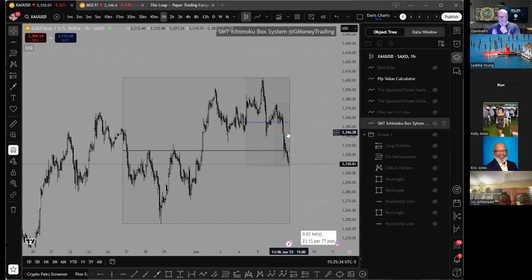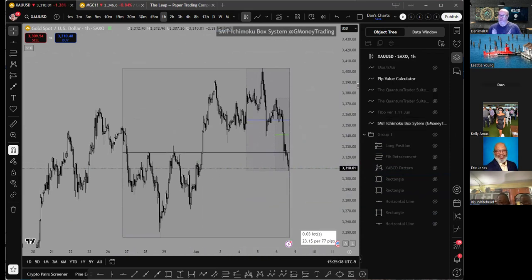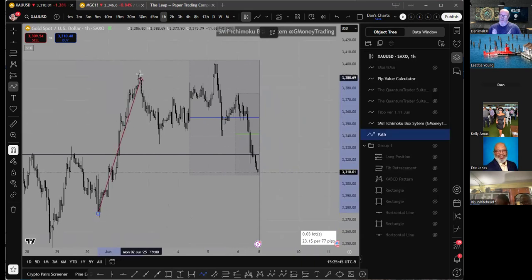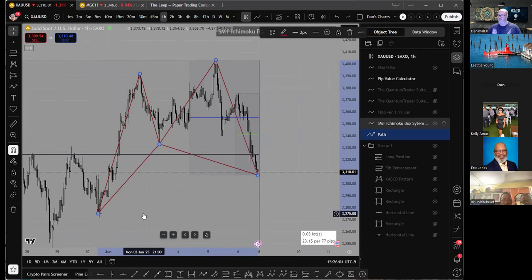Okay, so what was your question again? How you draw out the harmonic? Okay, so a harmonic is basically looks for an impulse, correction, another impulse, and then the next correction. And then what it does is it draws this, and then it comes down and follows, and that's the pattern. It just connects the low points to create that batwing pattern.